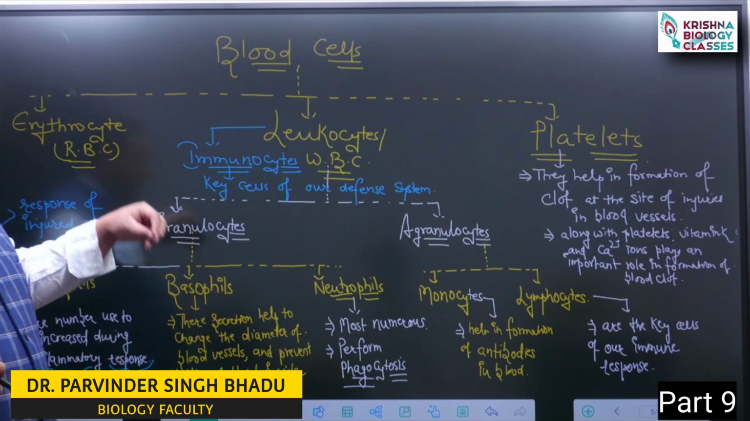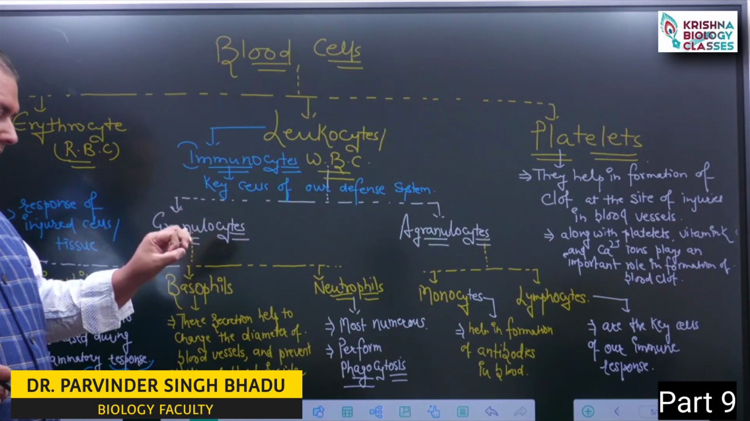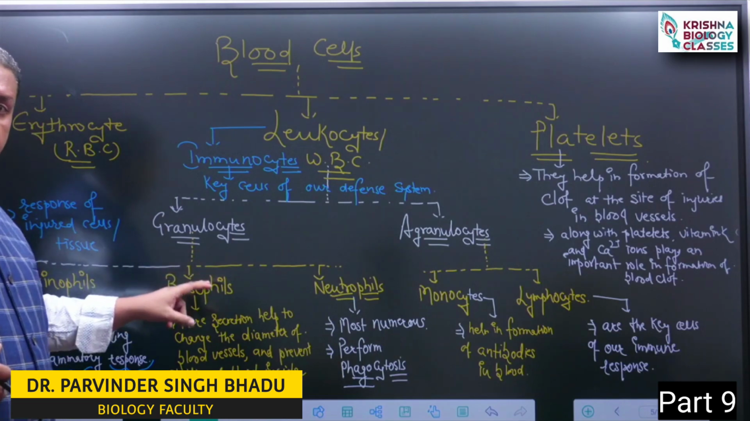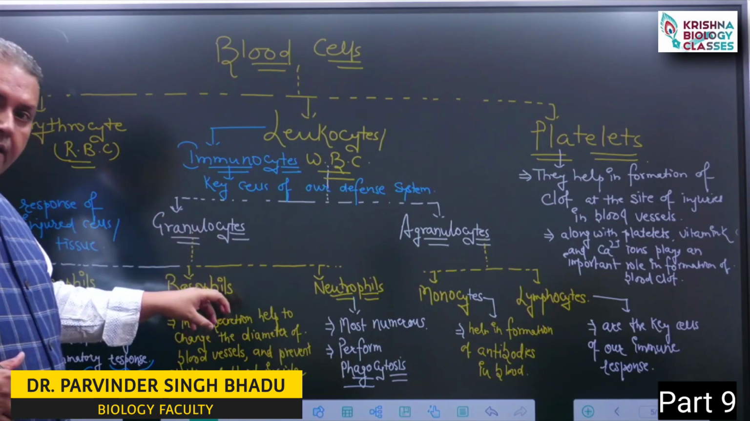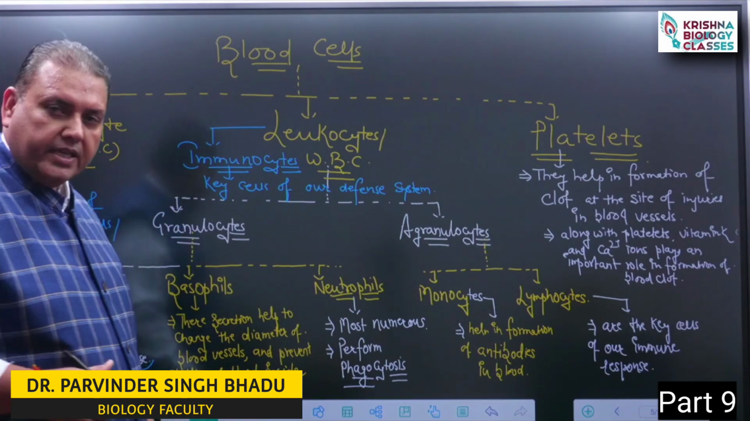Basophils secrete certain substances which can change the diameter of blood vessels, and their secretion prevents the clotting, the coagulation, of the blood inside the blood vessels.